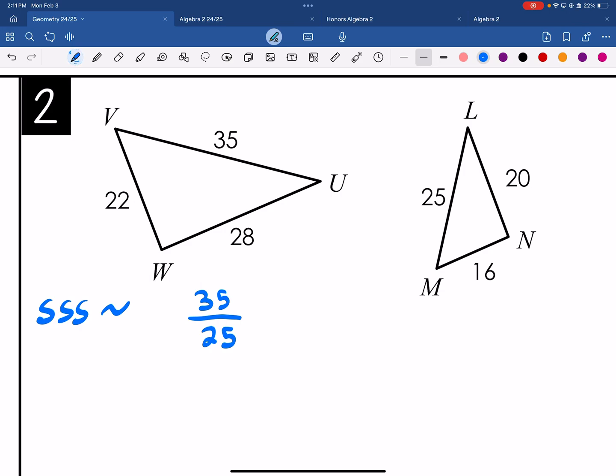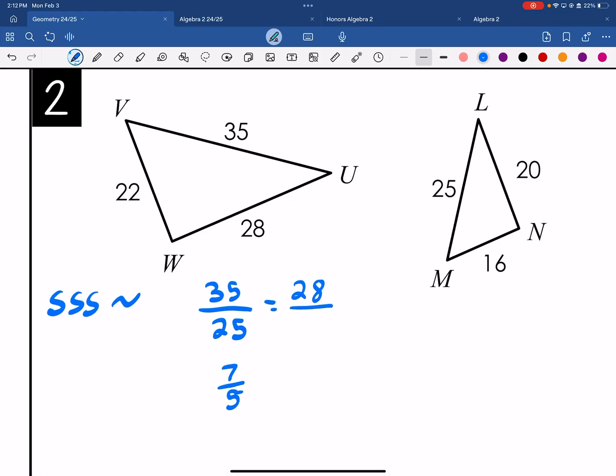What's that reduced to? 7 over 5. Okay. Middle length is 28. Middle length is 20. Four goes into 28 7 times. 7/5. Looks good so far.